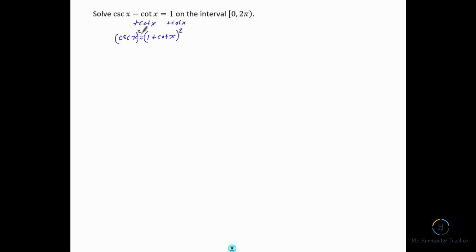So if I square both sides, I want to get cosecant squared x is equal to 1 plus the first times the last multiplied by 2. So 2 cotangent x, and then square the last. So plus cotangent squared x. And then we're going to want to use a Pythagorean identity for cosecant squared. But I don't exactly remember what cosecant squared is. So I'm going to write out my basic identity.